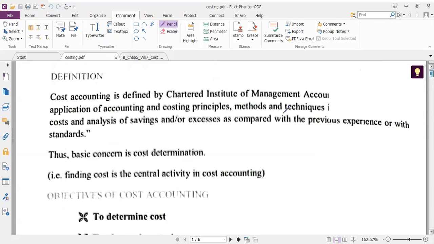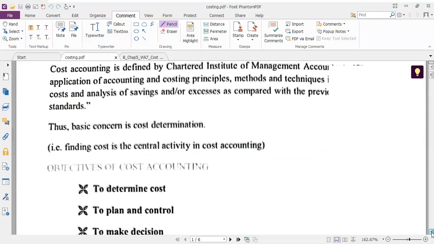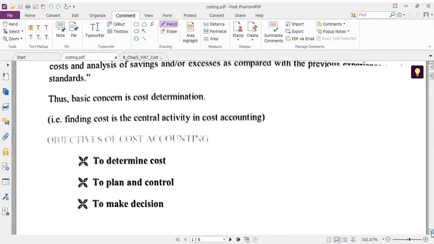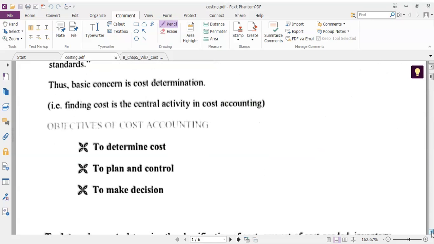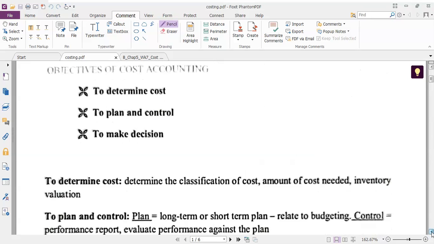Okay, it says costing is concerned with cost determination, how to calculate the cost. For example, finding cost is the central activity in cost accounting. What is the objective of cost accounting? To determine costs, to plan and control, and to make decisions.